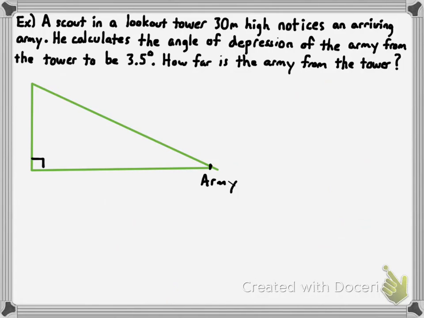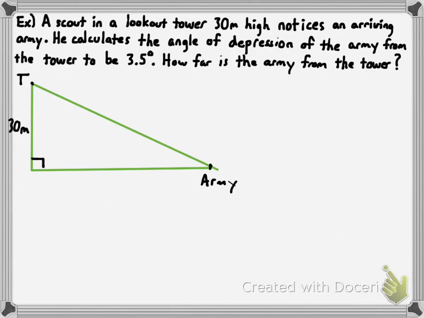Now vertical lines are always perpendicular to horizontal lines, and you've got this army that's over here. We'll just let this point represent where that army is located. And here is the top of the tower, the lookout guy right there. And so I'll just call that point T for the top of the tower. Why not? Okay, now what it tells us is that we know the tower is 30 meters high. So I'm going to label that over here.